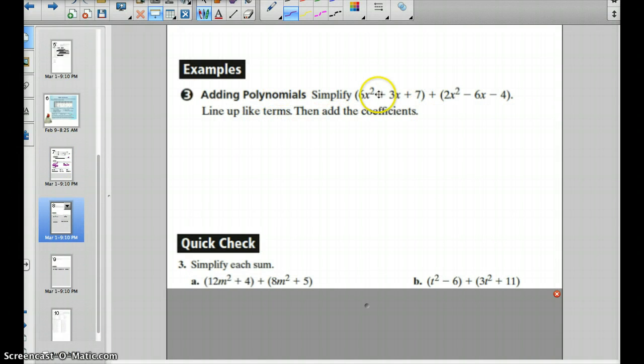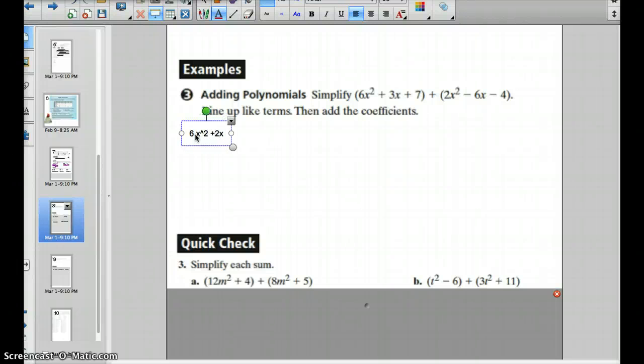Okay, so we're adding polynomials. So what we want to do is start working with these. I'm going to type and see if this works a little better. We're going to rearrange these and take out the parentheses. We've got 6x to the second, okay? And then we're going to add to that 2x to the second power because those are going to be like powers. And then we've got plus 3x minus 6x. Watch those signs there. And then we have plus 7 and minus 4.